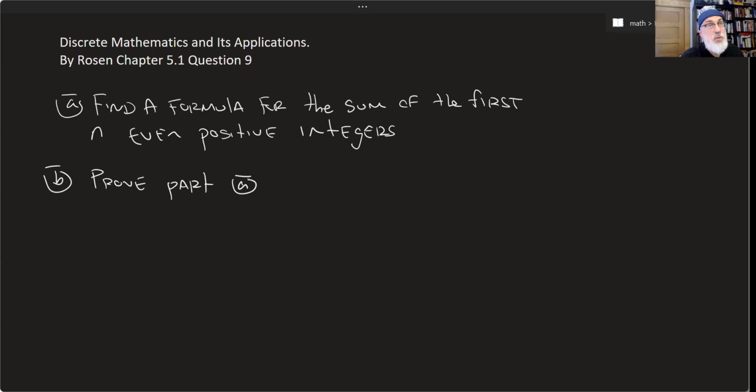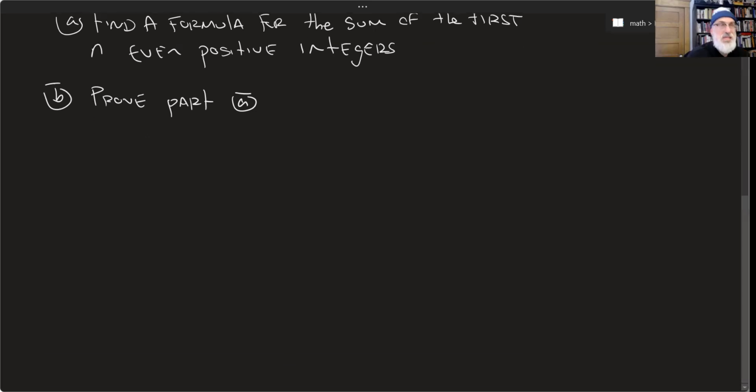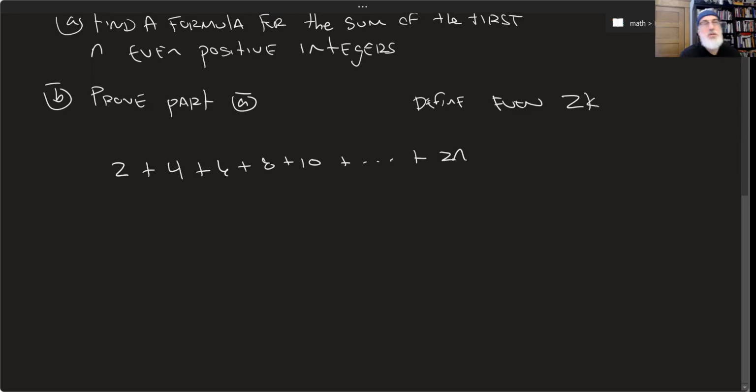So the way to do this really is to look at patterns, right? The sum of the first n even positive integers is going to be 2 plus 4 plus 6 plus 8 plus 10 plus dot, dot, dot, all the way to some integer n, but it's even. So remember, define even as 2 times some integer will always be even.